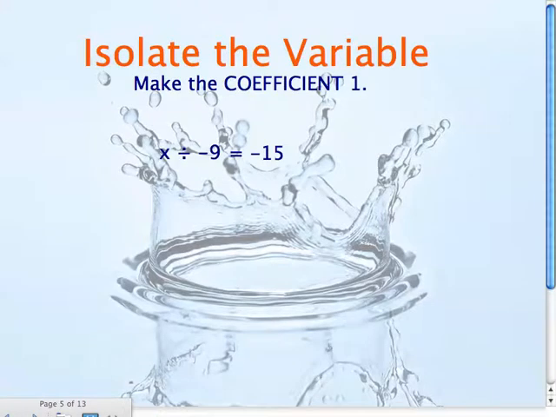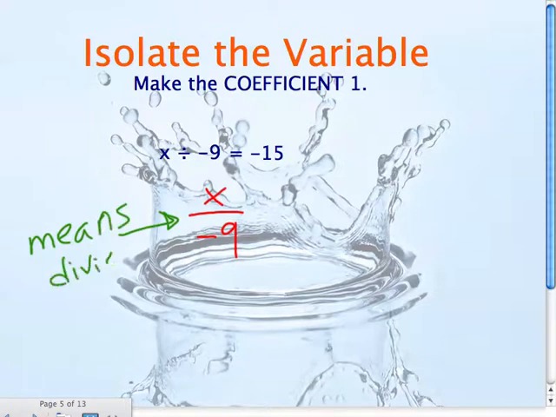All right, so this is actually just like the last one, it's just written differently. x divided by negative 9. The first thing I would do is rewrite this as x over negative 9. Remember that this fraction bar here means division.